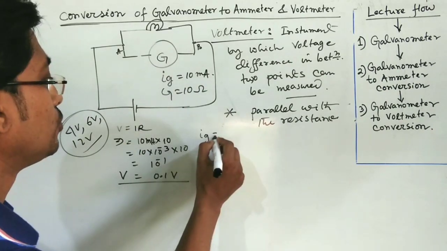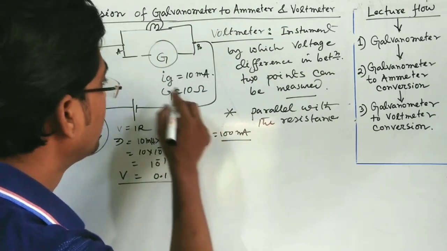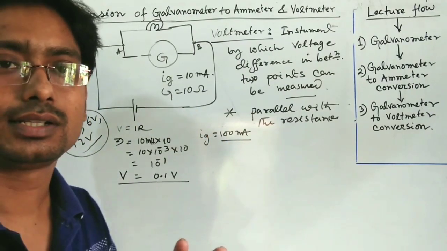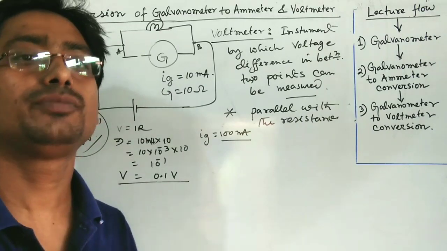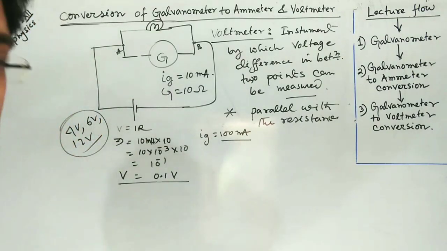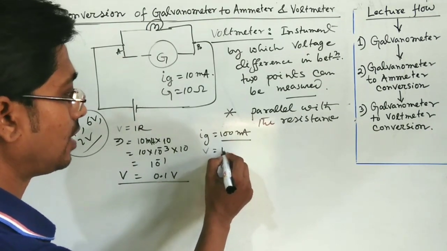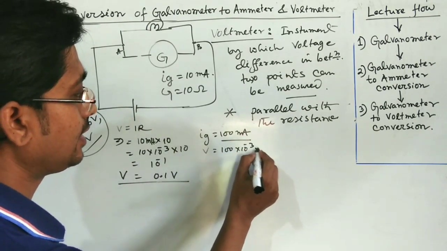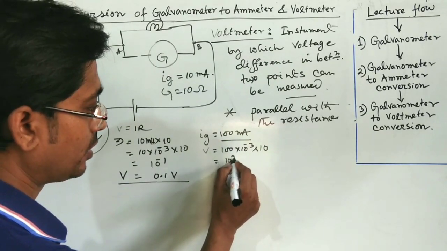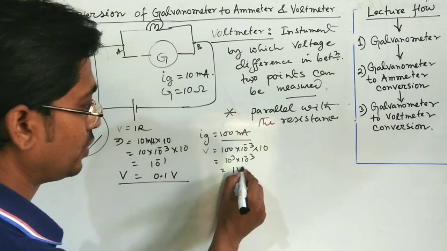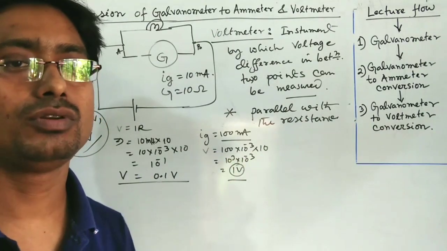If you take 200 milliampere, if the galvanometer's maximum allowable current for full scale deflection is 100 milliampere, then the voltage difference will be 100 into 10 to the power minus 3 into 10 ohm. So it is 10 to the power 3 into 10 to the power minus 3, which is equal to 1 volt. So maximum it will be 1 volt. We will not be able to increase to a large amount of voltage.